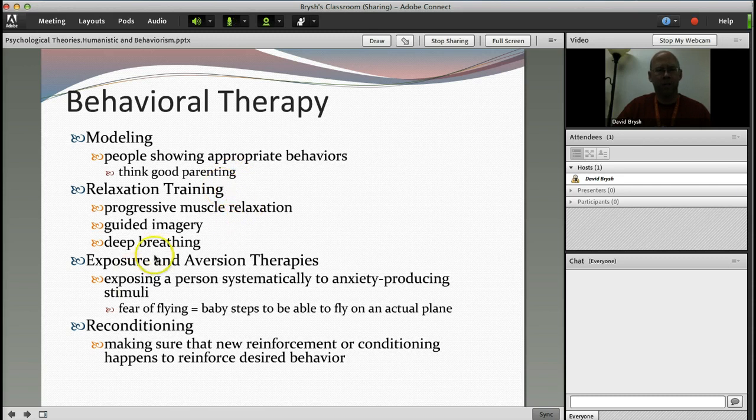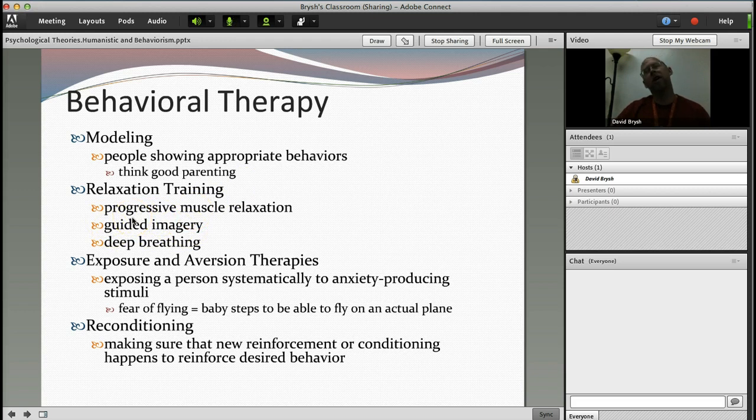Another thing behaviorists use is relaxation training. There are things like progressive muscle relaxation, where you usually have the client close their eyes, and you tell the client, let's relax our shoulders. Usually you can see the client get more relaxed during the course of it. That's the goal.